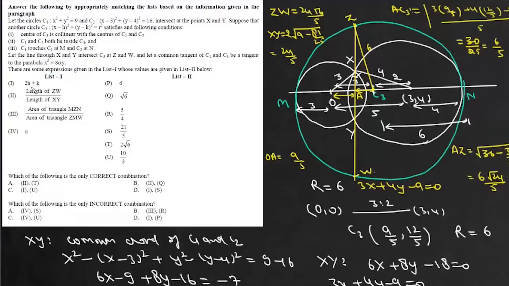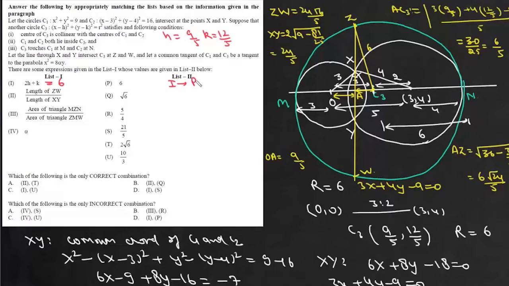Now first is the value of 2h plus k. Now h and k, they are the center of this C3. So basically h is 9 by 5 and k is 12 by 5. So 2h plus k is 18 plus 12, 30. 30 by 5 is 6. So 2h plus k is 6. So this first, it matches with P.